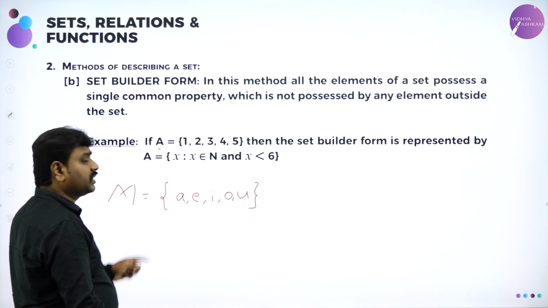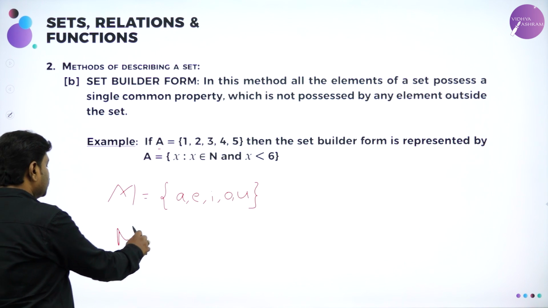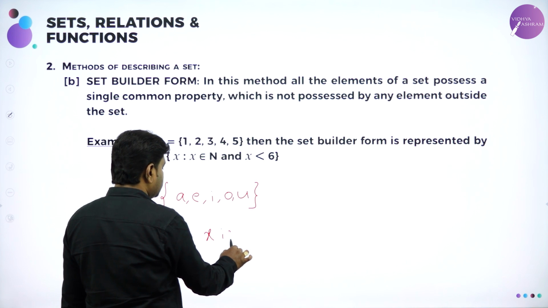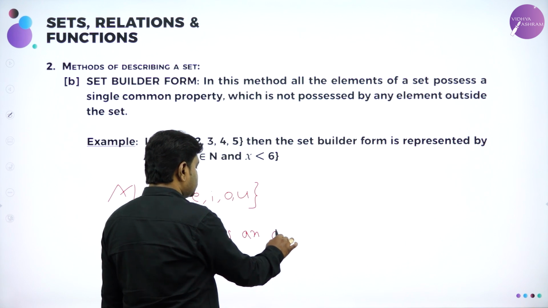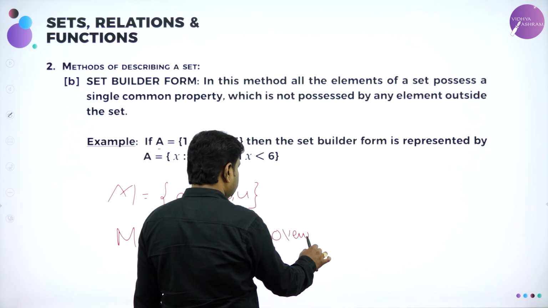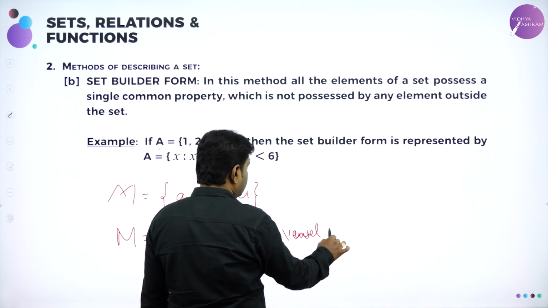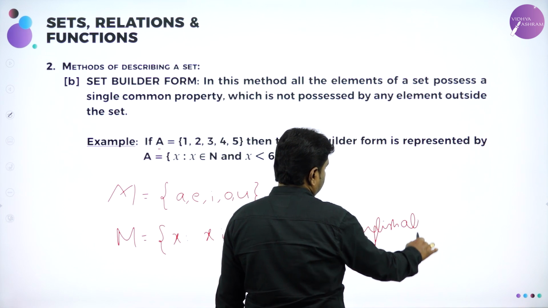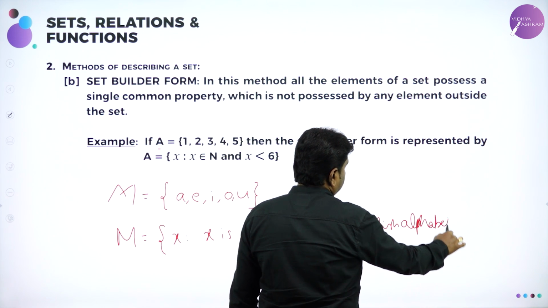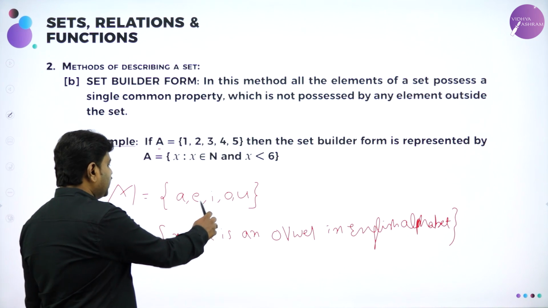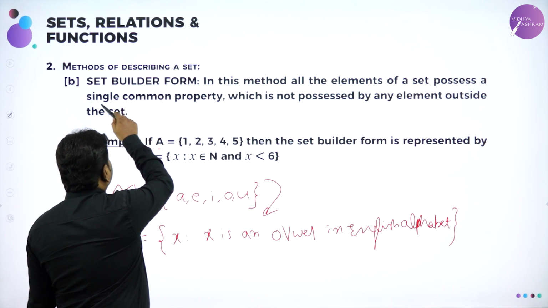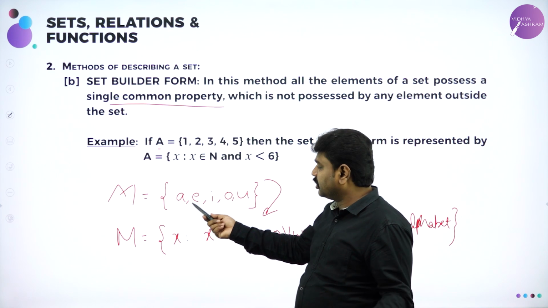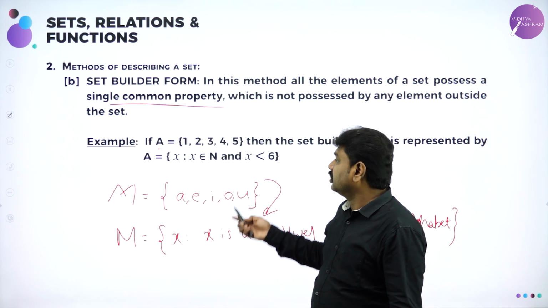So now I will write this in set builder form. How to write this in set builder form? M is equal to {x such that x is a vowel}. X is in what? Vowel, in English alphabets. I hope all of you understood this. Instead of writing the elements, we'll write the common special property or single common property possessed by every element. Every element here is a vowel. A is a vowel. E, I, O, U. So that's what we say.